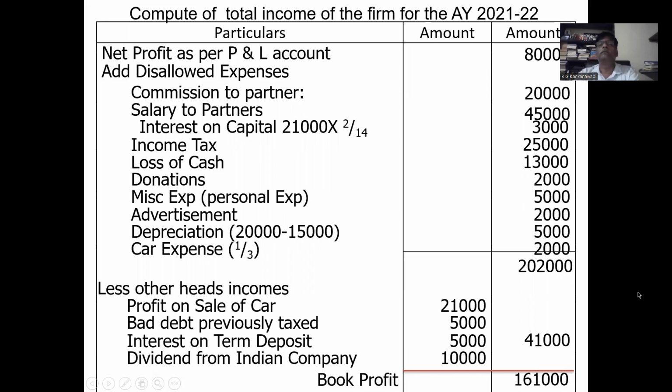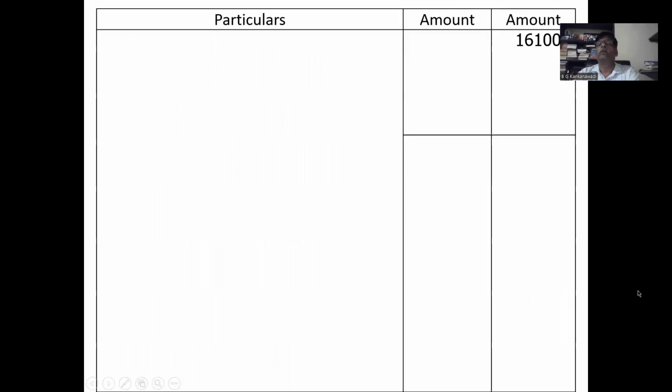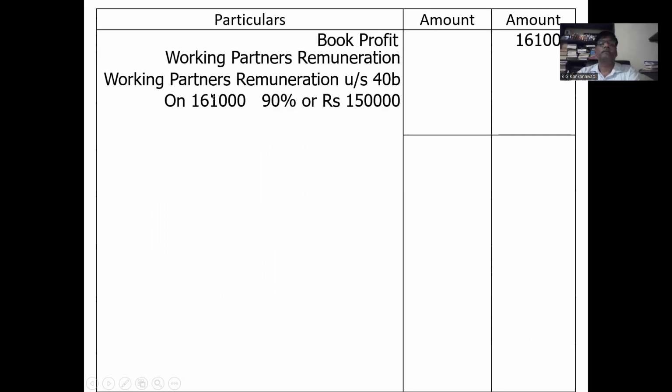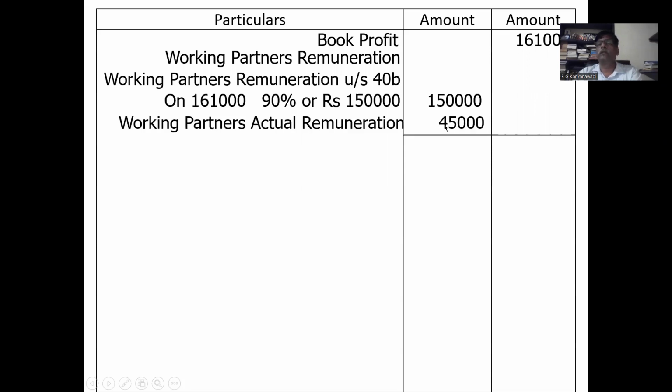1,61,000 is called book profit, and thereafter you calculate working partner remuneration. On the first 3 lakh rupees, 90%. 1,61,000 into 90% or 1,50,000, whichever is more. This is the remuneration. And actual remuneration paid is 45,000. Salary is the only item. Whichever is less, 45,000. This is the income from business: 1,16,000.